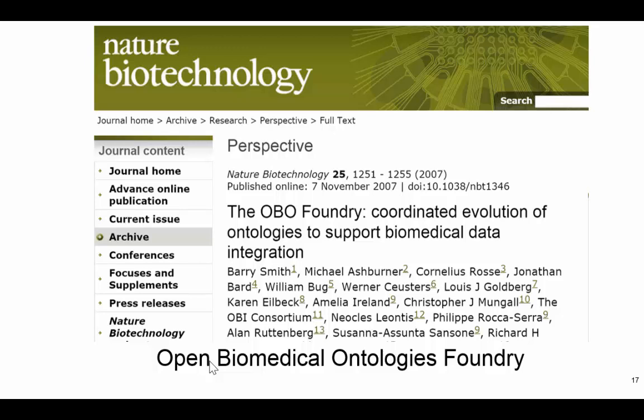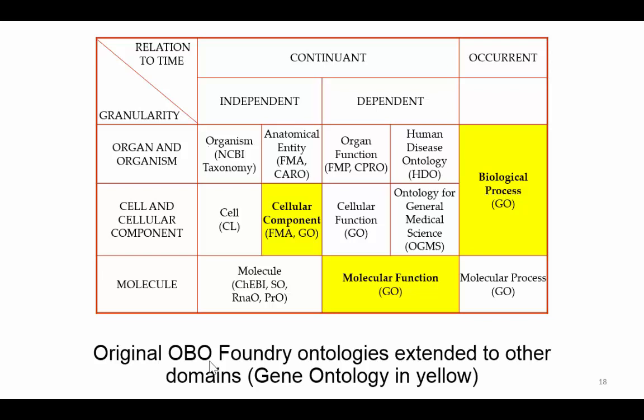The idea behind the OBO Foundry was that we should build on the success of the GO and build other ontologies for things like diseases. So now there is a disease ontology. There are ontologies for proteins, for anatomical structures, and so forth. And they are arranged in such a way that they interoperate with, that is to say, they reuse the terms and the structures of the GO. So the GO ontologies are here in yellow, although it looks green there.